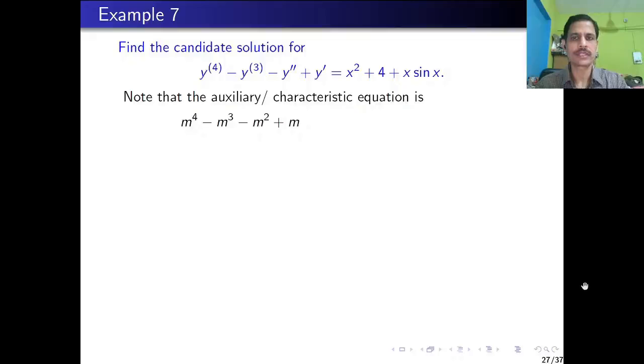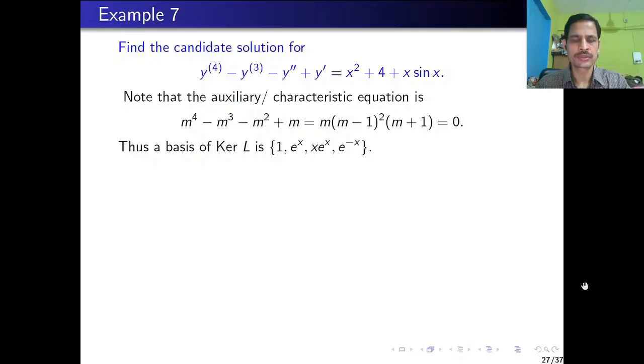The auxiliary or the characteristic equation is m raised to 4 minus m cube minus m square plus m, which can be factorized as m times m minus 1 whole square times bracket m plus 1 bracket close is equal to 0. So from this we can see what are the roots of the characteristic equation, and so the solution of the homogeneous differential equation can be obtained, and we can find a basis of the solution of the homogeneous equation, which is also a basis of the kernel of L.